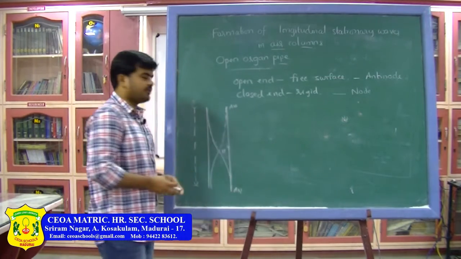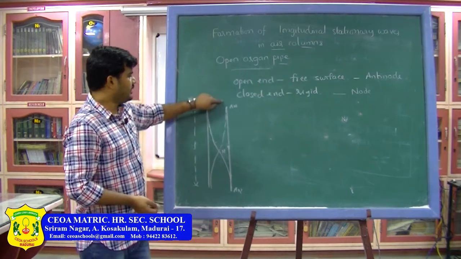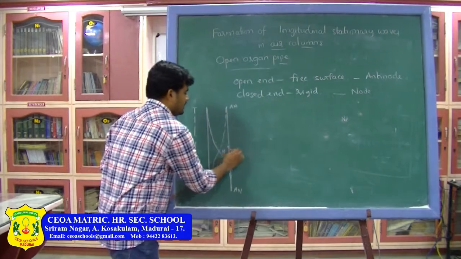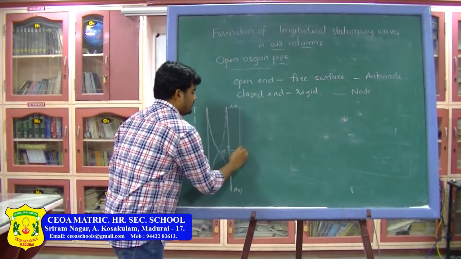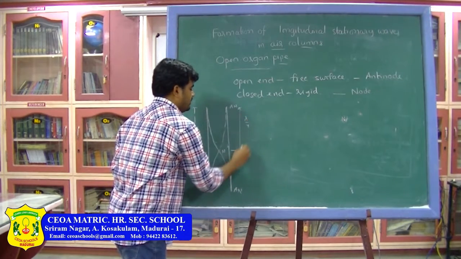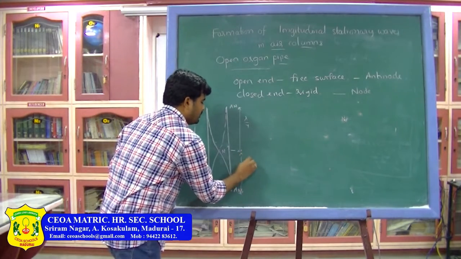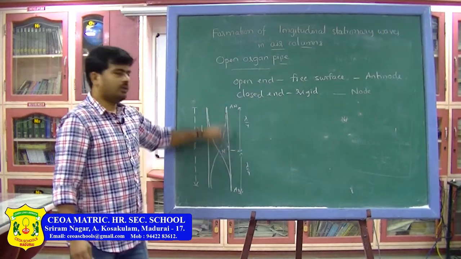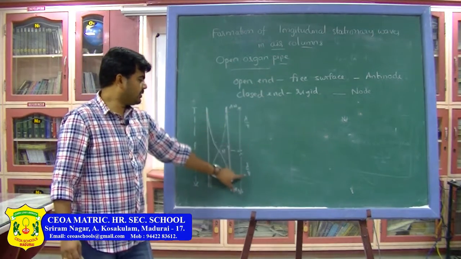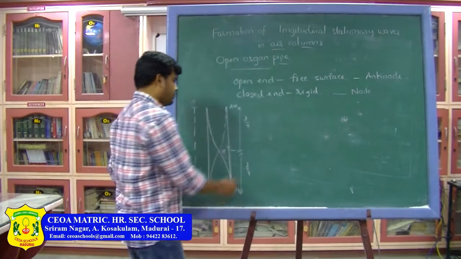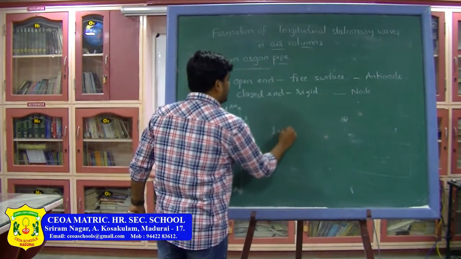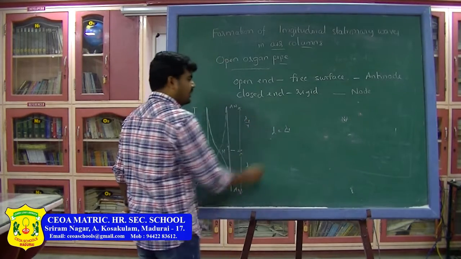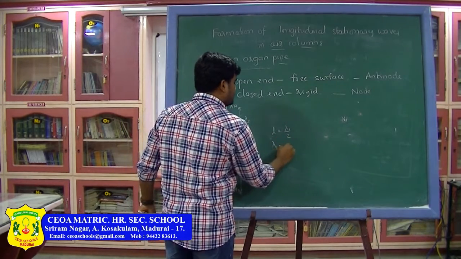We know that the distance between a node and its very next antinode is lambda by 4. From here to here it is lambda by 4, and this is once again lambda by 4. So the total length of the pipe is lambda by 4 plus lambda by 4, which equals lambda by 2. So, in this mode L is equal to lambda 1 by 2, where lambda 1 is the wavelength in the first mode. So lambda 1 is equal to 2L.